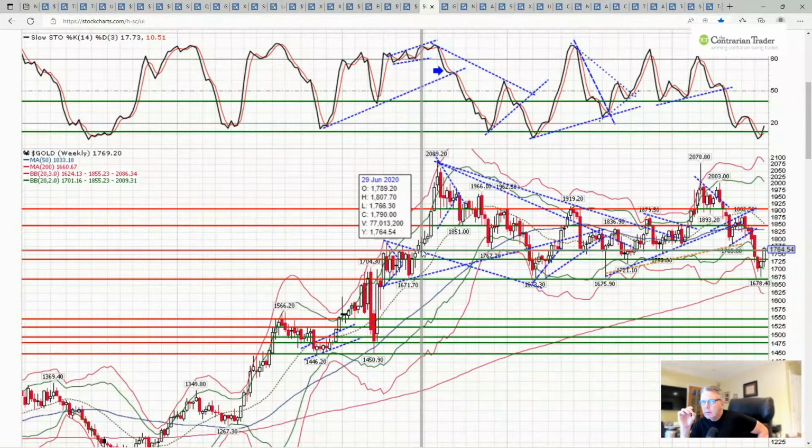Why? Very simple. The dollar is rolling over. Why is the dollar rolling over? Because we're in recession and the Europeans are now raising rates. We're not the only game in town anymore for a major economy that is raising rates.